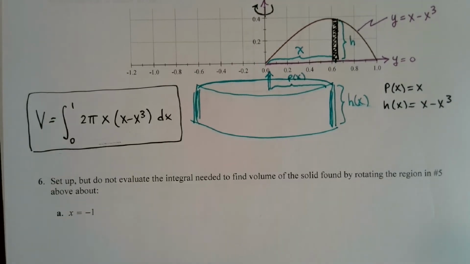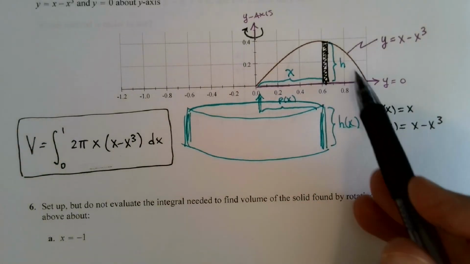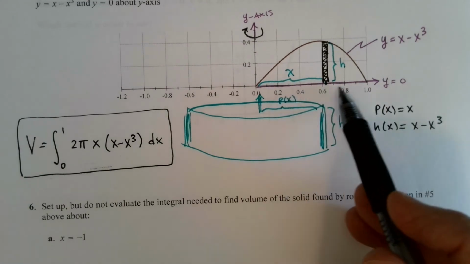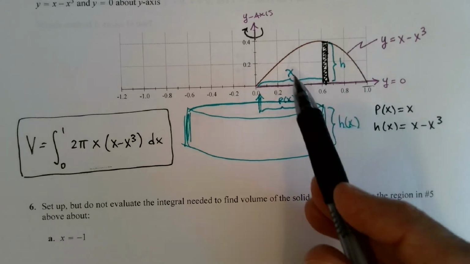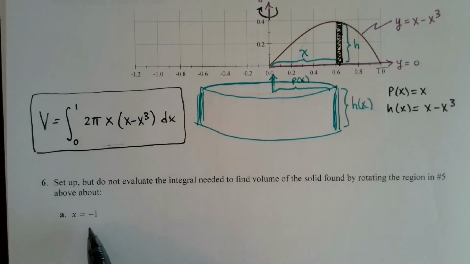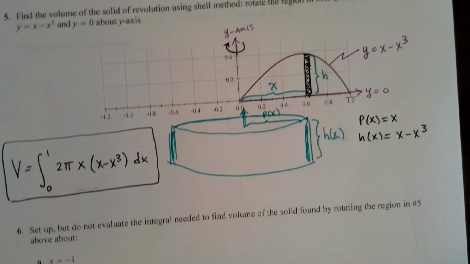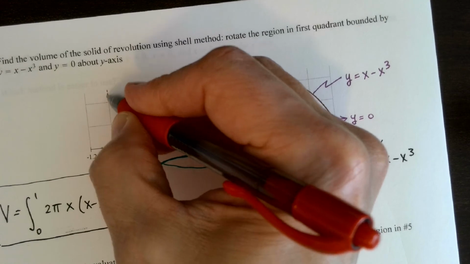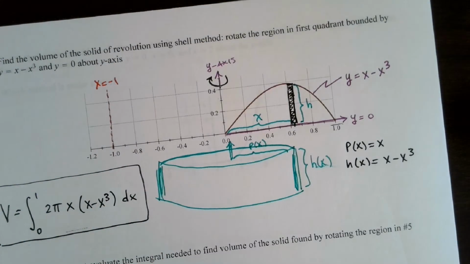We're going to do the same region, so under y equals x minus x cubed and y equals 0, so just this top region here in the first quadrant. We're going to rotate it now about x equals negative 1. So now, where's x equals negative 1? That's right here.